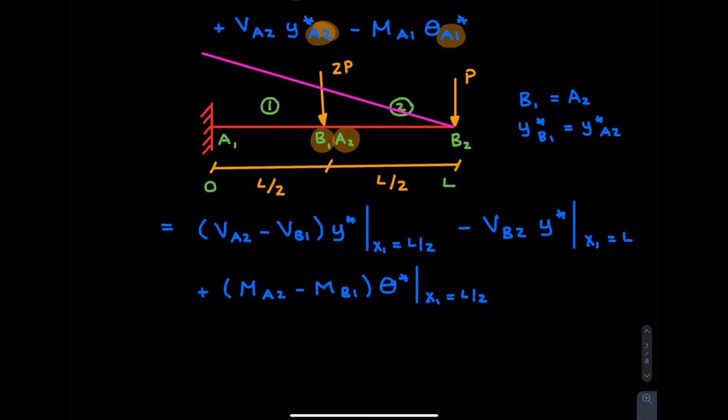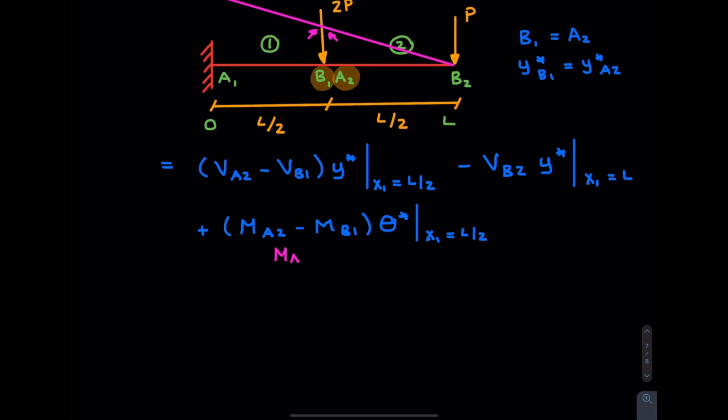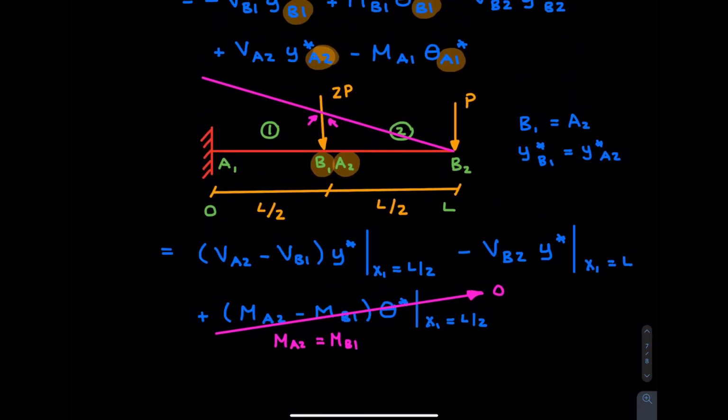The reason I'm saying this is because if you look at location B1, which is right here, and we look at location A2, we see that the moment there is exactly the same. So we know that M at A2 is equal to M at B1. Therefore, this whole term is equal to 0, because the difference between those two moments is 0. So that's the first thing we keep in mind. And this is expected. If you look at the shortcut ways, we never have a concentrated moment in there, and this is why: the moments are exactly the same.